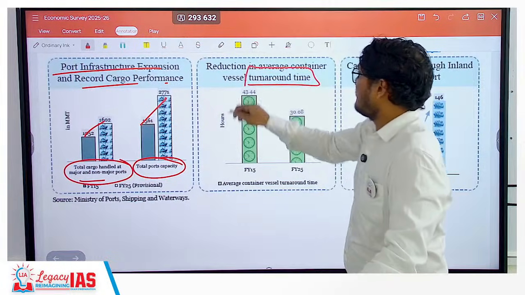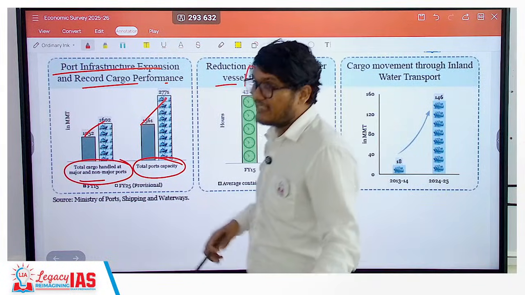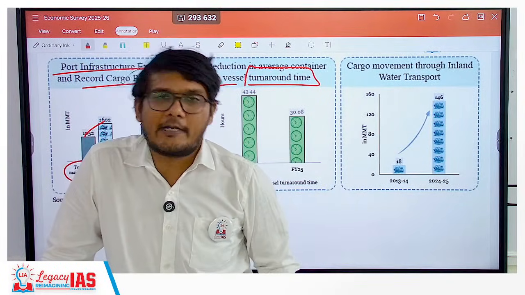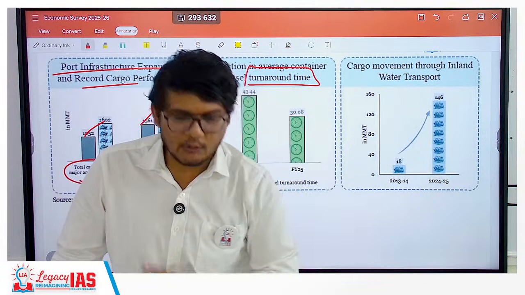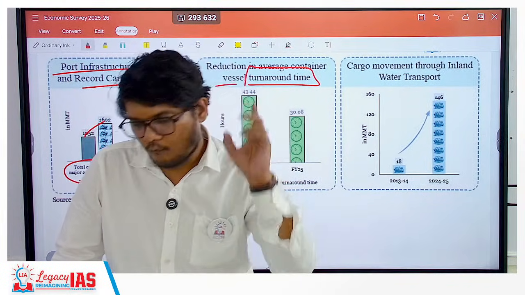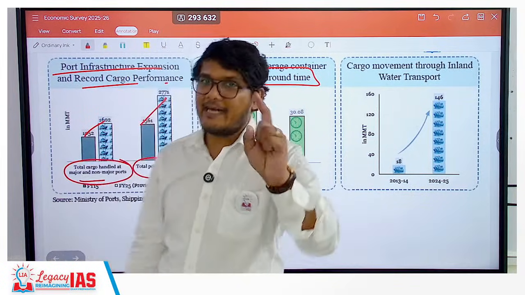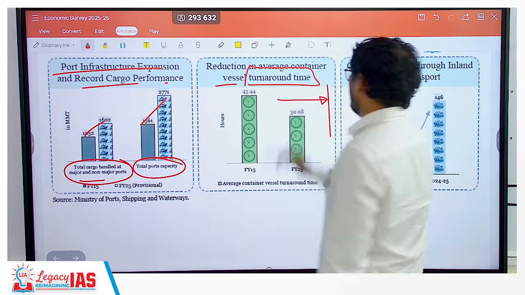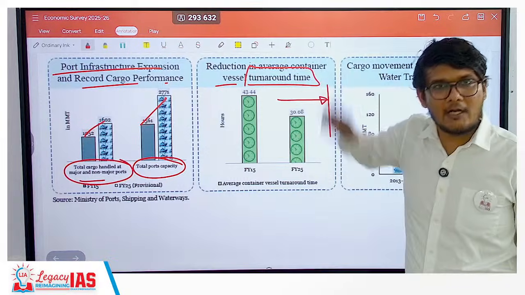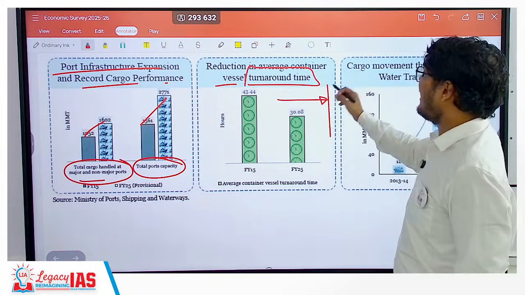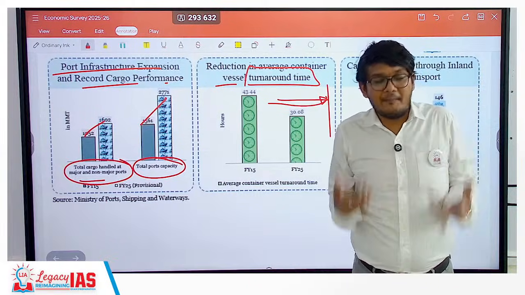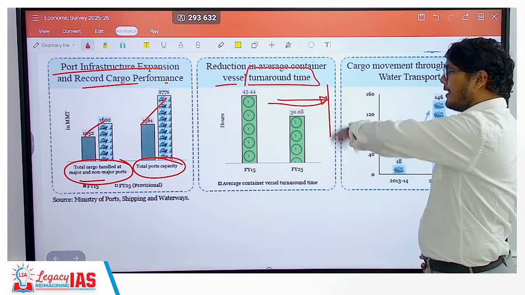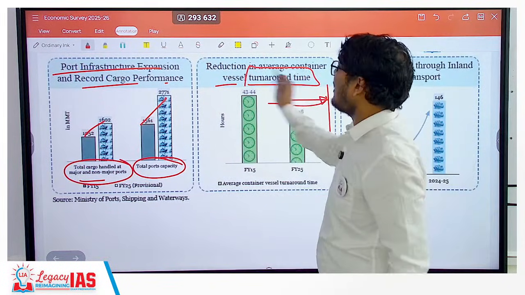The turnaround time for the container vessel, the ships, right? A huge volume of our goods gets exported and imported through the ships, through the sea route. Now in that there is a concept of turnaround time. Turnaround time means if this is the port, when the ship comes, the goods get unloaded, whatever we have to export, we will load that and the ship will go back. So the time taken for the ship to anchor at the port, unload, reload and then turn back is known as the turnaround time.